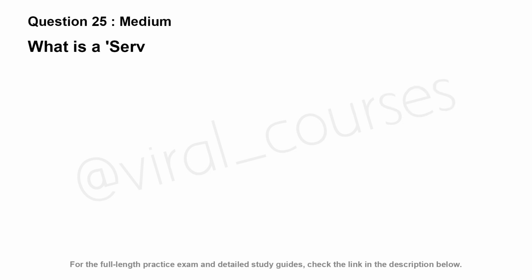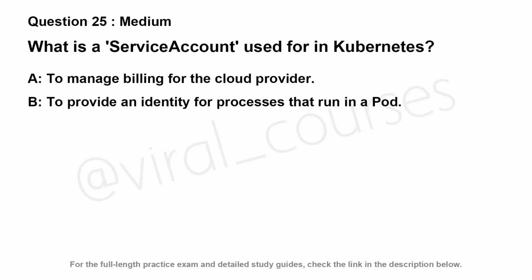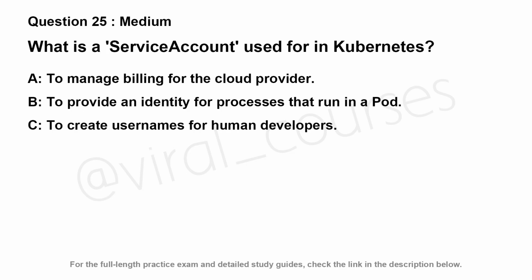What is a service account used for in Kubernetes? Option A. To manage billing for the cloud provider. Option B. To provide an identity for processes that run in a pod. Option C. To create usernames for human developers. Option D. To manage SSH keys for nodes.